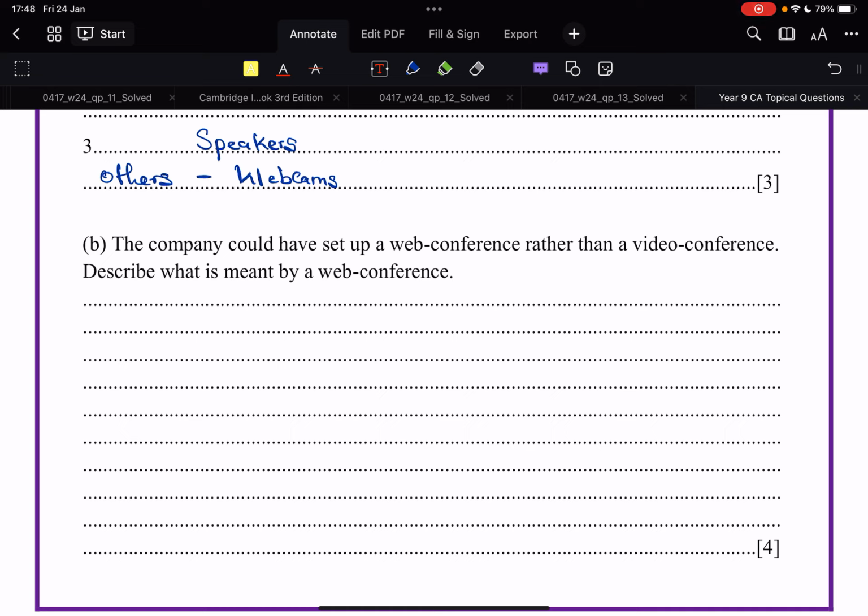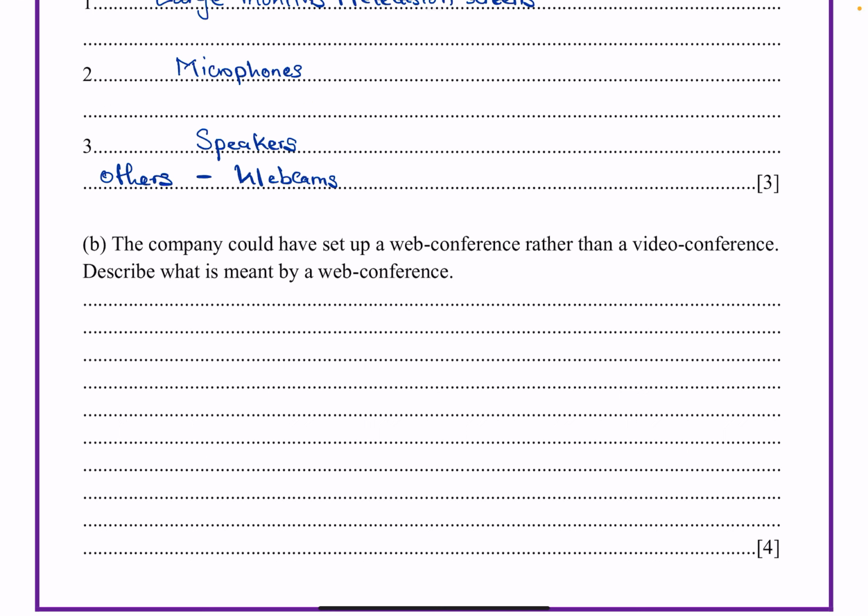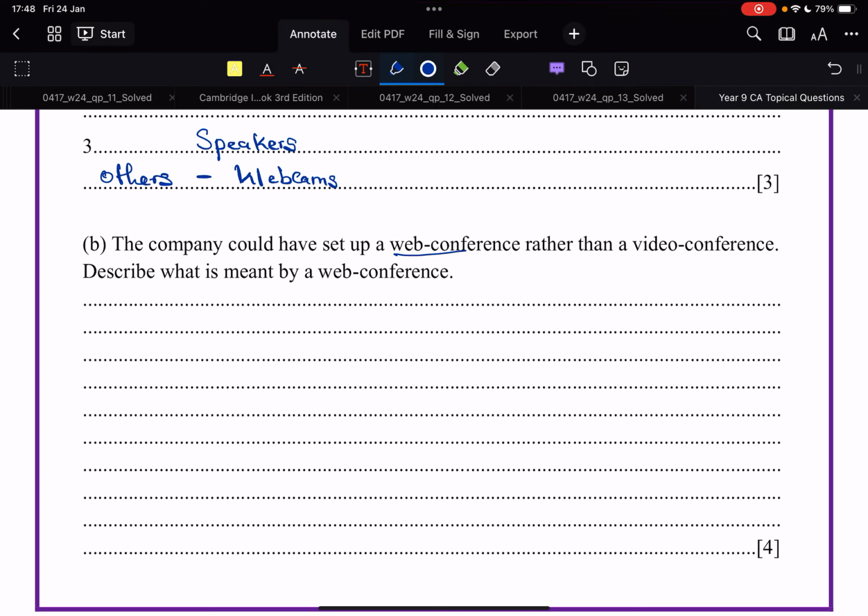All right. The company could have set up a web conferencing rather than a video conferencing. Explain what is meant by web conferencing, and I'll just explain it right now. When we talk about web conferencing, it's also seen as a webinar or a webcast. It uses the internet to permit conferencing to take place. All you need is a computer and a stable internet connection, because mobile computers are used with this system and they're all connected over the internet.